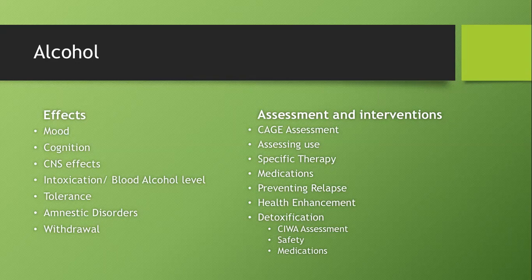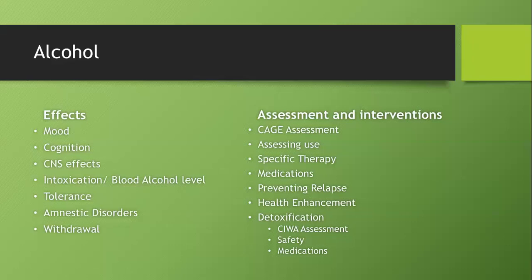Librium and Valium are generally recommended for alcohol withdrawal because they have a smoother taper and longer half-lives, so they work a little bit longer. However, Ativan is more commonly used, especially with older adults, because it's a little bit safer on the liver.